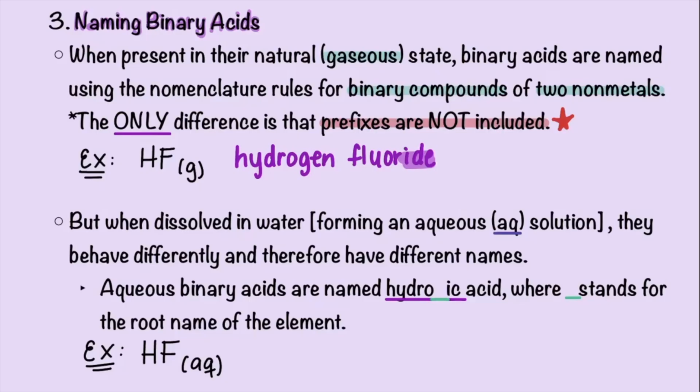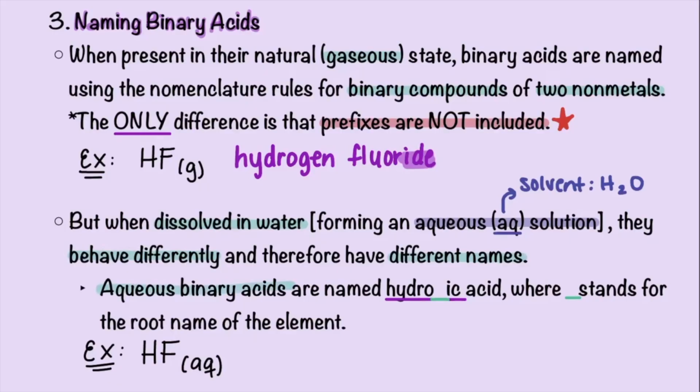Now, what happens when you take hydrogen fluoride gas and you dissolve it in water? Well, now things change. You see, when you dissolve hydrogen fluoride gas in water, it forms an aqueous solution. And remember, anytime you see AQ, that tells you that the solvent, the thing present in the greater amount in a solution, is water. And once HF gas becomes HF aqueous, we no longer name it as a regular binary compound because now it behaves as a binary acid.